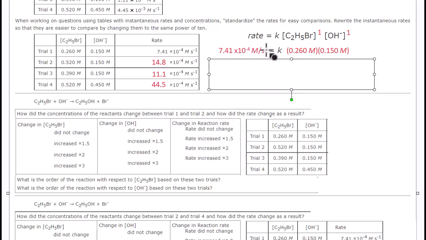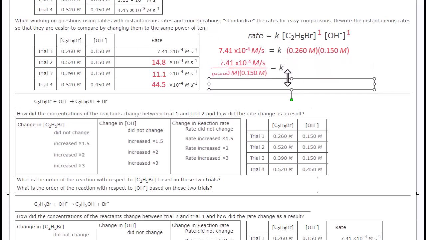Per second, it's a speed, molar per second, is equal to our constant that we don't know yet, but we do know the concentration of the bromoethane and the hydroxide. They're just given here. We've got all these values except for K. Now we can solve for K. I hope your algebra is good enough for this. We can therefore do this calculation.